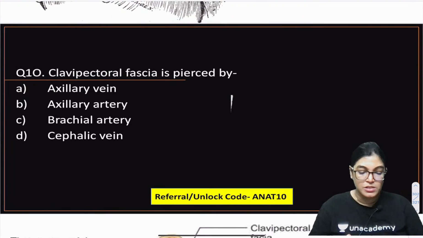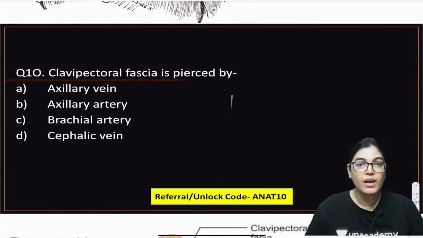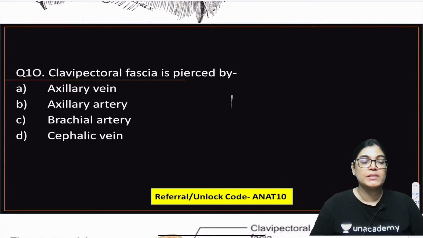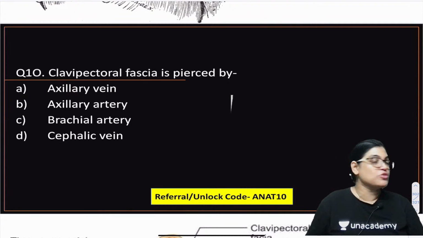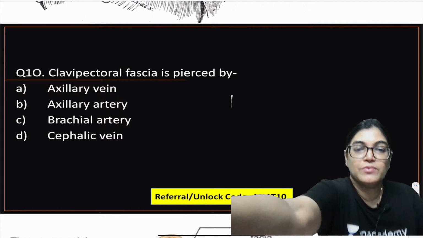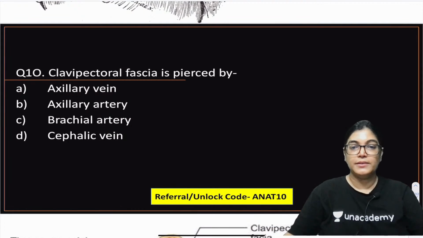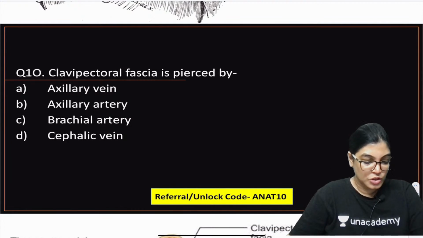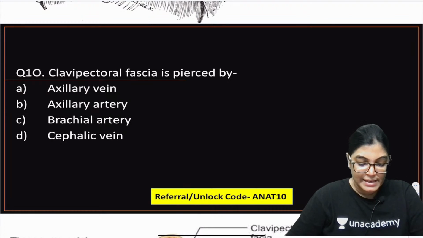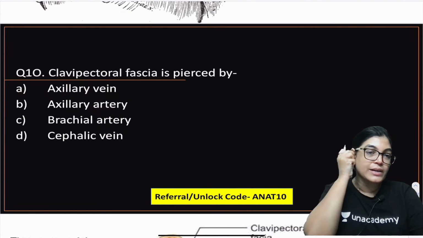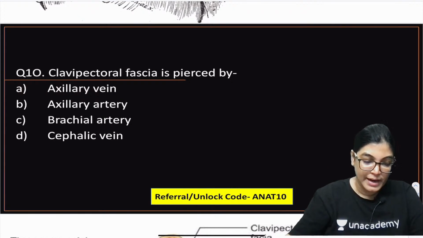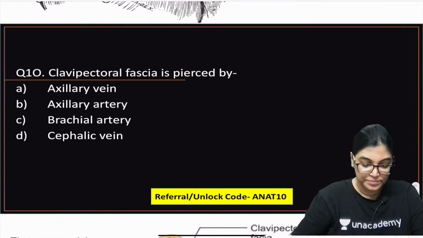Clavipectoral fascia is pierced by which of the following? Question number 10. Whether it is axillary vein, axillary artery, brachial artery or cephalic vein. Clavipectoral fascia, question number 10. What is the correct answer?